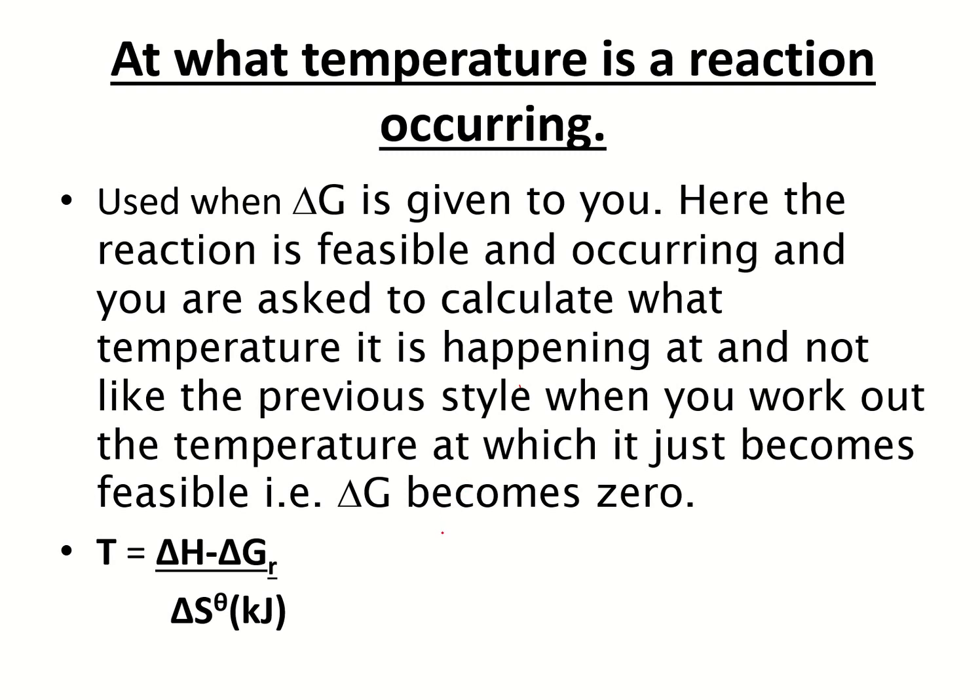So the last formula allowed us to work out at what temperature a reaction becomes feasible. This time the reaction is actually happening, but we've got to work out what temperature. So that is delta H minus delta G over the delta S in kilojoules. Again, a very important formula. Copy it down, make sure you learn it.